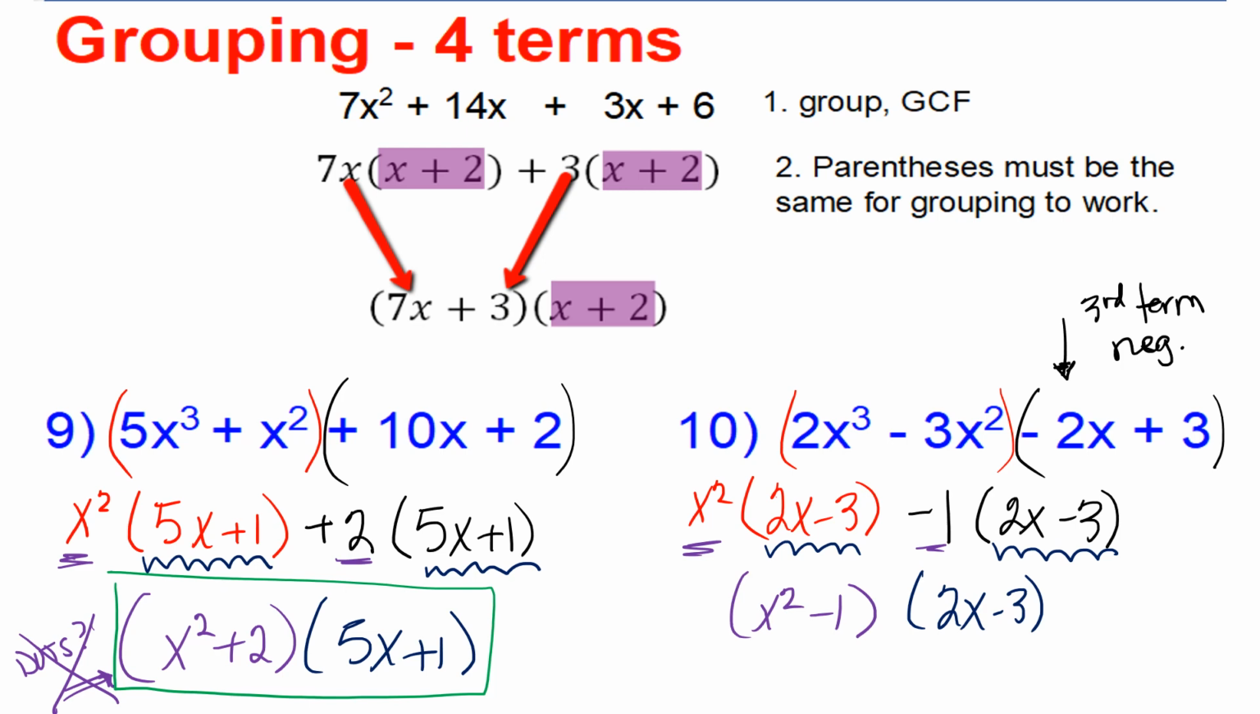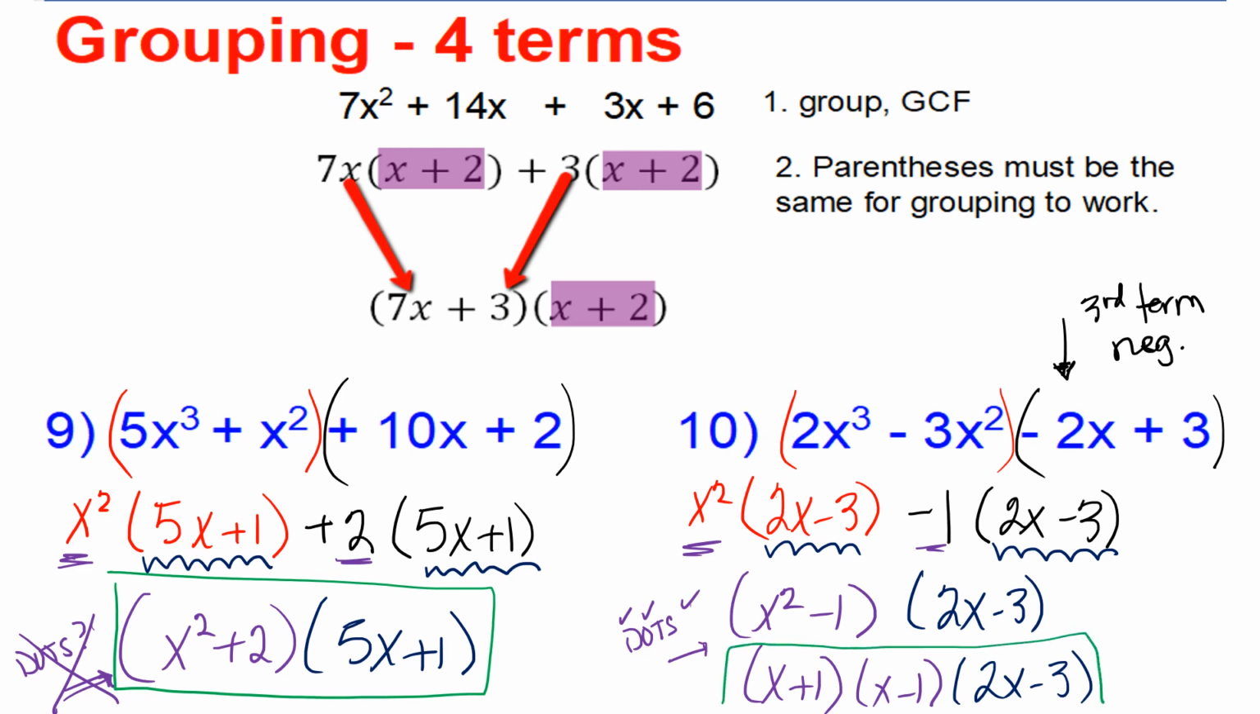Okay, let's double check. Is the x squared minus 1 a difference of two squares? Do I have a minus sign? Yes. Only two terms? Yes. Can I take the square root of x squared? It's x. Can I take the square root of 1? It's 1. So this one does factor further. x plus 1, x minus 1, and then you'll keep your 2x minus 3. So you can take this example out into 3 linear factors.